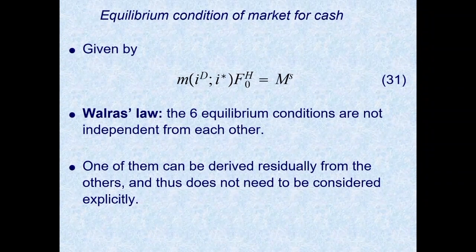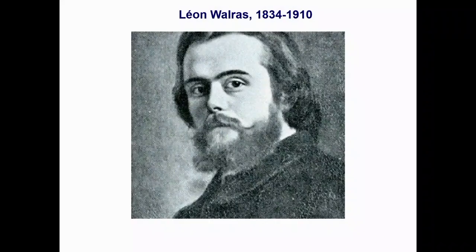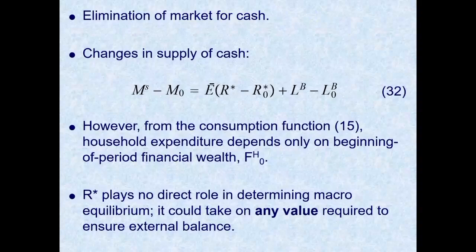Okay? So in this case, we have 6 markets. Basically, I can eliminate one of them because I know it's going to hold automatically. So we are simply going to disregard this equation, all right, by referring to Walras law. It turns out that it's a very convenient way. Just in case you've never seen what Léon Walras looks like, that's him right here. He spent most of his career in Switzerland, although he was French. But for our purpose here, it helps us just eliminate the market for cash.